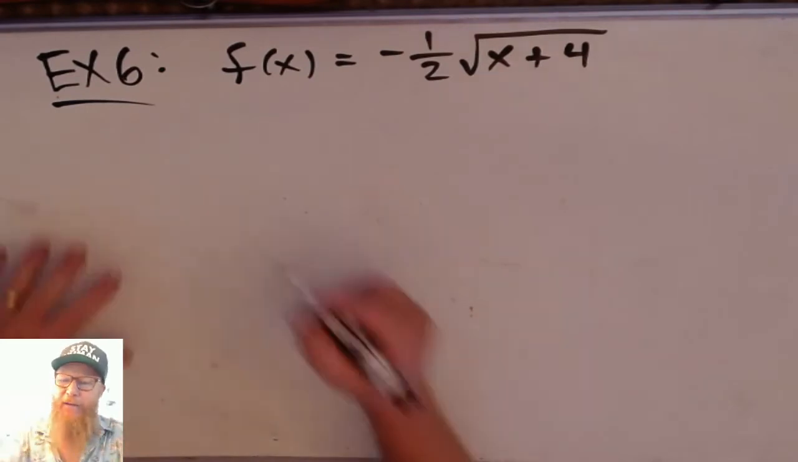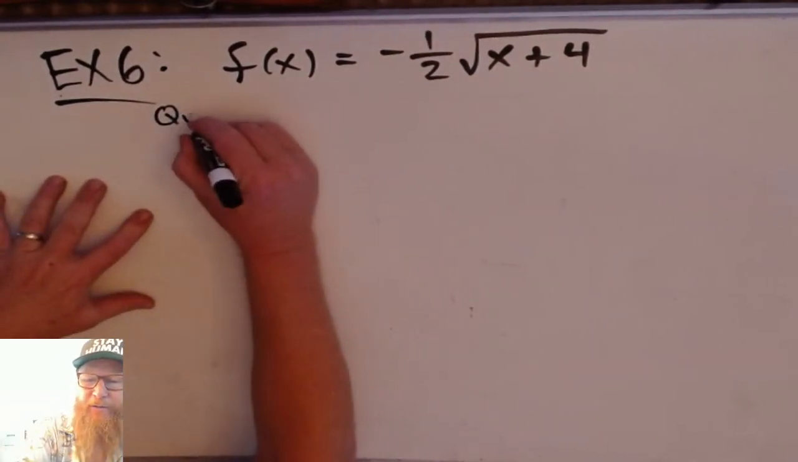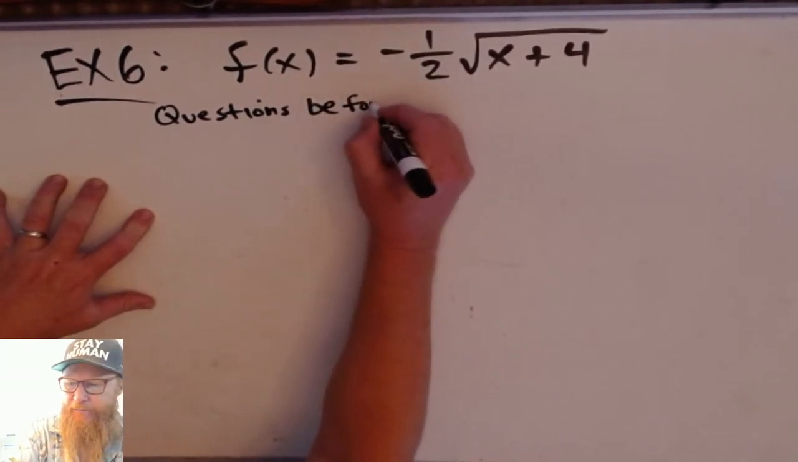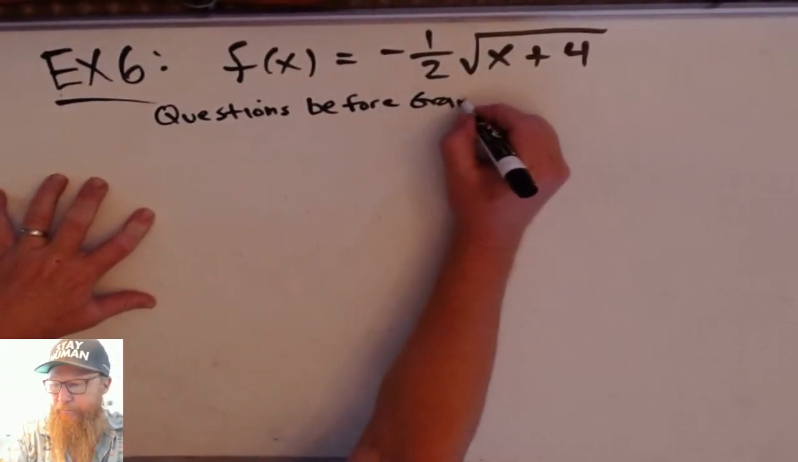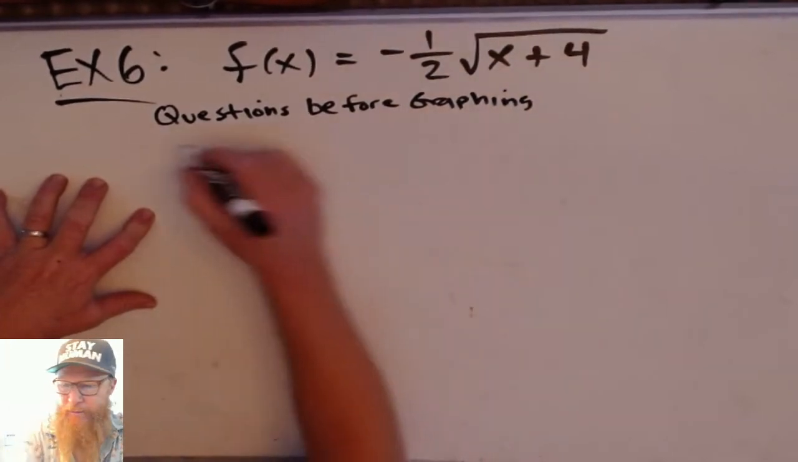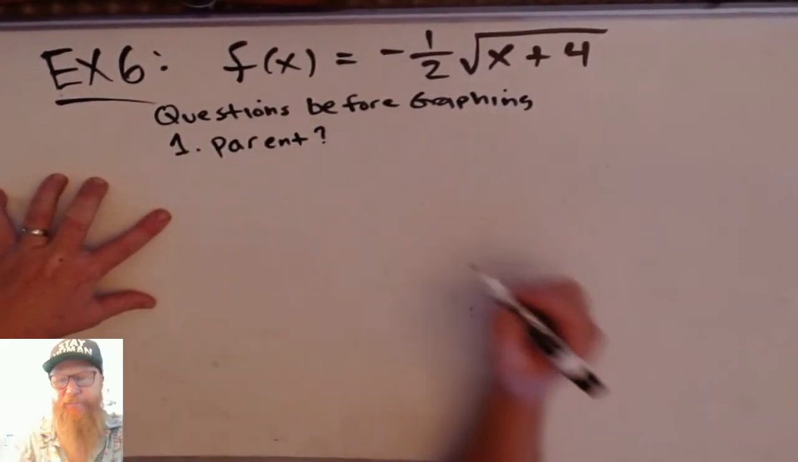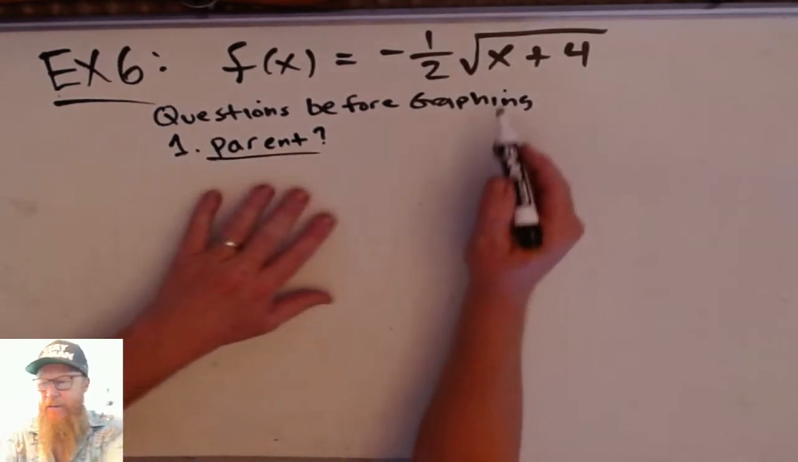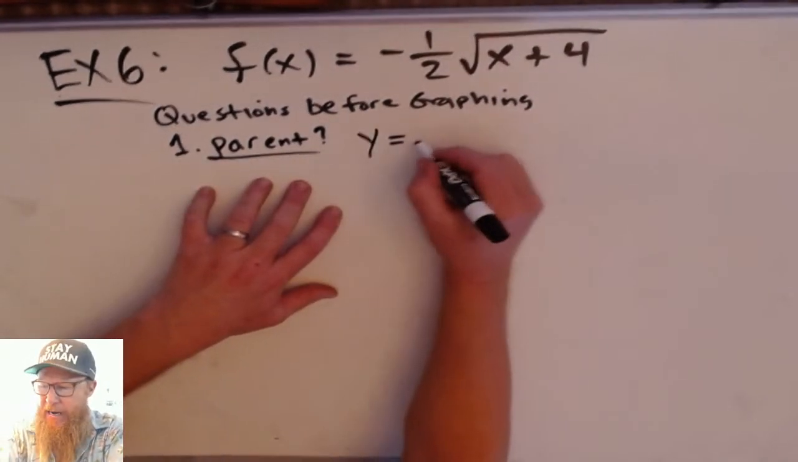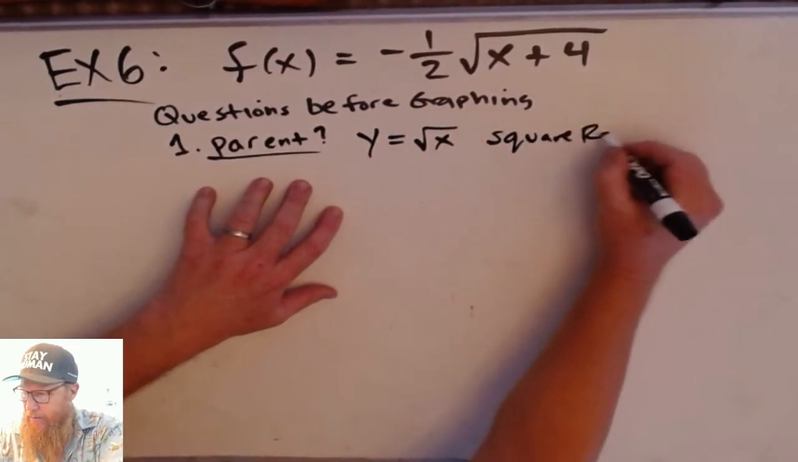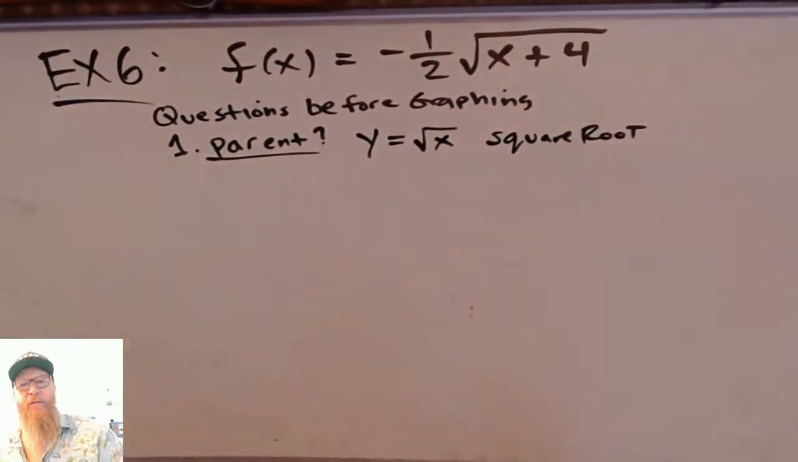All right, and then let's just run through all of the questions before graphing. Number 1, who's the parent or the mother function? The parent is y equals square root of x. That's the mother function or the parent function.